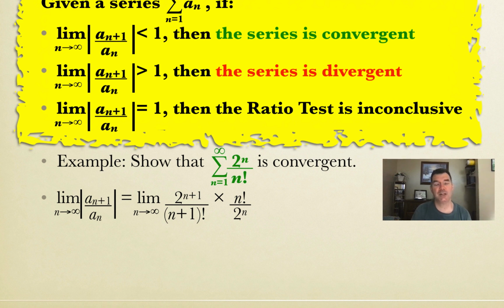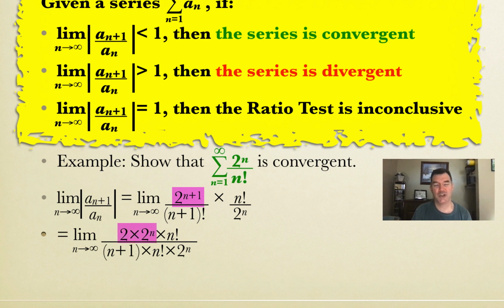All right, so I need to cancel as much as I can so that I can figure out whether this quotient actually approaches a constant or not, and what constant it approaches. So I split up the 2 to the n plus 1 in the numerator into 2 times 2 to the n, just so that I could do some canceling there. And I rewrote n plus 1 factorial as n plus 1 times n factorial, so I could do some further cancellation there. And so if I cancel out the 2 to the n's, and if I cancel out the n factorials, all I'm left with is 2 over n plus 1.